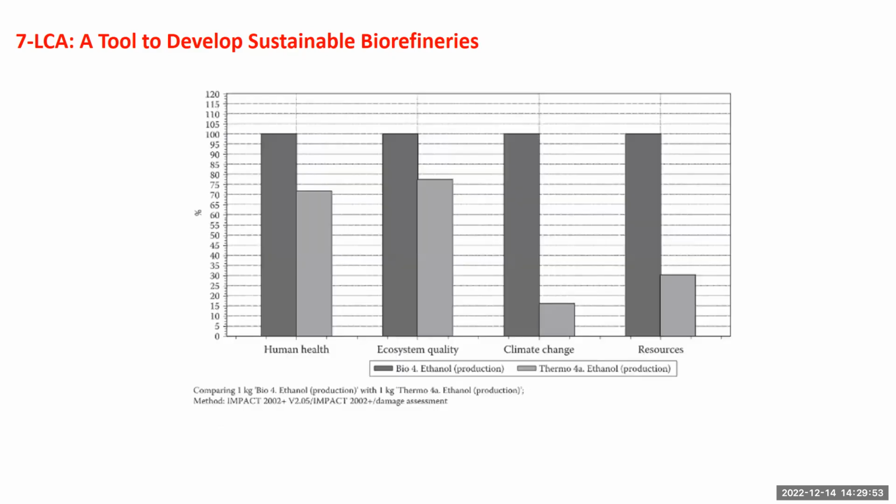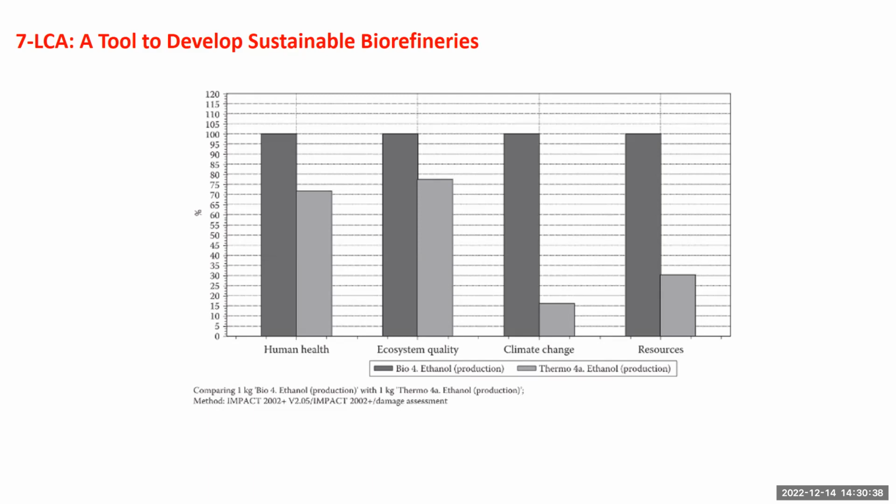From the analysis, we can get the data and interpret how the two production systems impact. The black one is ethanol production from forest residue, and the gray one is ethanol production from corn stover. We can see the impact here.